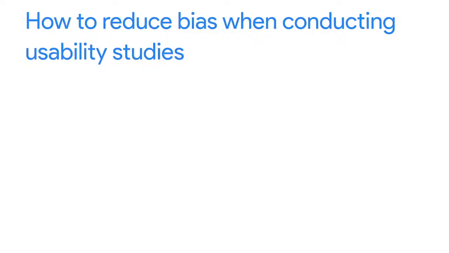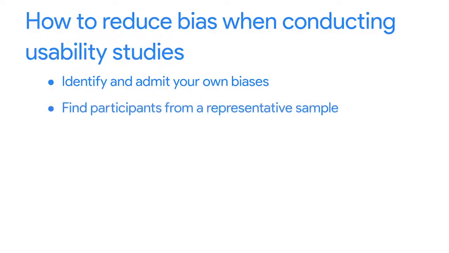So how can we reduce bias? Well, the first step you can take to reduce bias when conducting a usability study is to identify and admit your own biases. So, besides identifying them, what else can we do to avoid biases? Find participants from a representative sample. The small group of participants you conduct your usability study with should represent your key user group, as well as user groups that are often marginalized.